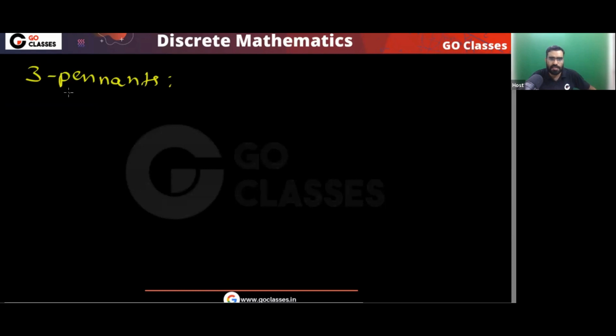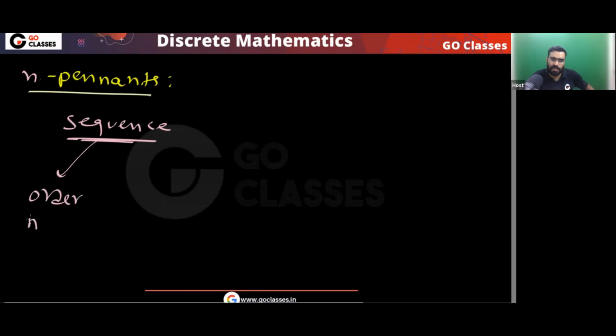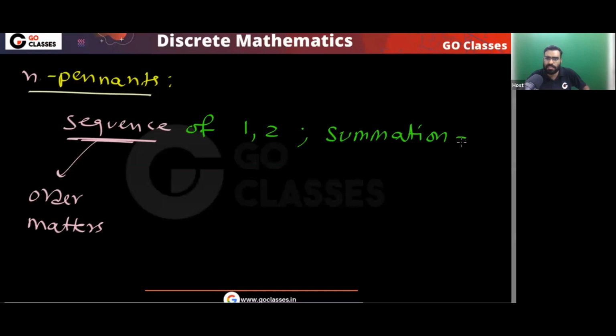3 pennants means you can only use 1 comma 2, a sequence of 1 comma 2 where summation equals 3. Remember this point. And what is n-pennant? N-pennant is a sequence. In a sequence, order matters. This is given in the question that order matters. So this is a sequence of 1 comma 2, you can only use 1 comma 2, such that summation is equal to n.